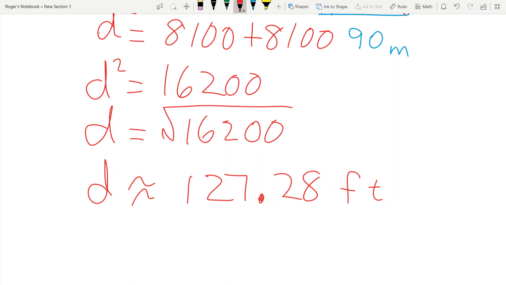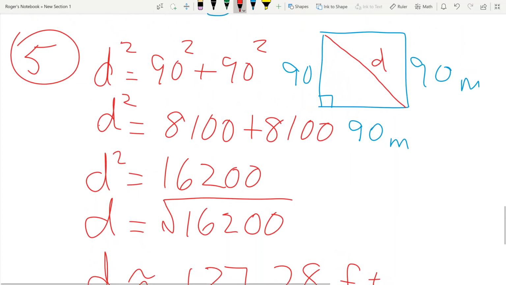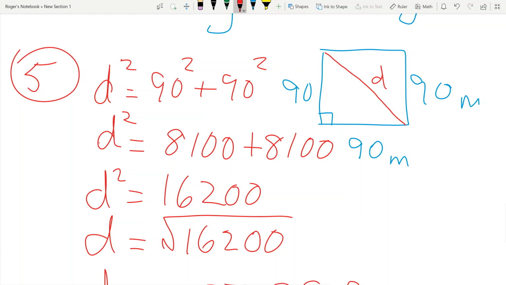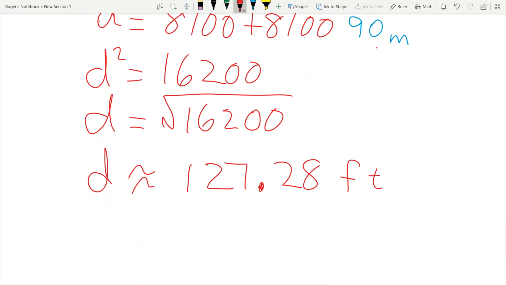Okay. Now I want you to look at this problem a little bit and notice something. When you have a square, the sides are the same. So 90, 90, and then d being the diagonal or the hypotenuse of the triangle there, 90, 90 are the two legs and d is the hypotenuse. There's a special relationship that exists in this particular thing. I want you to look at the square root of 16,200 and see if we can't simplify this down a little bit.